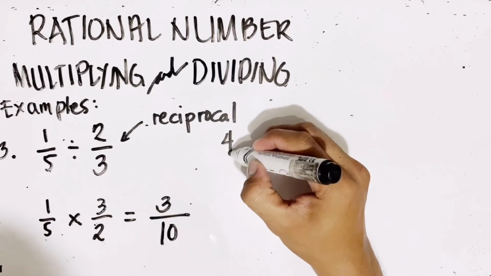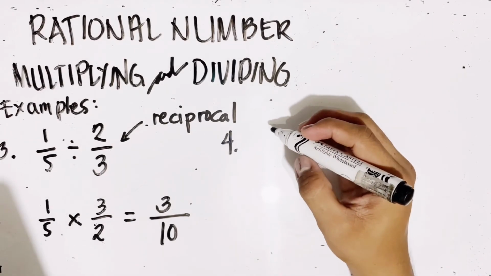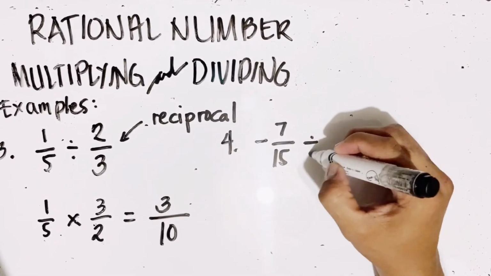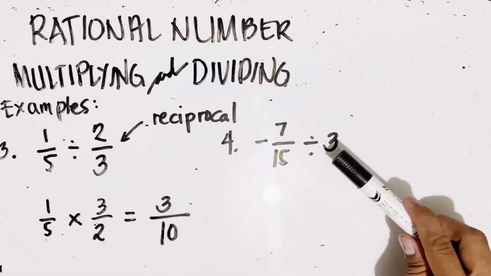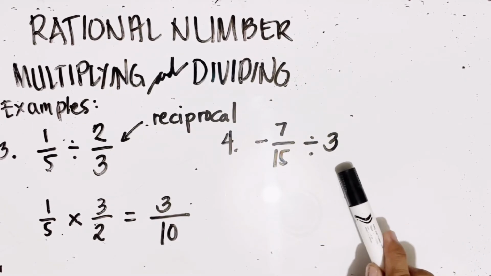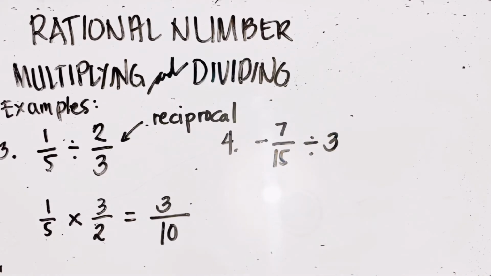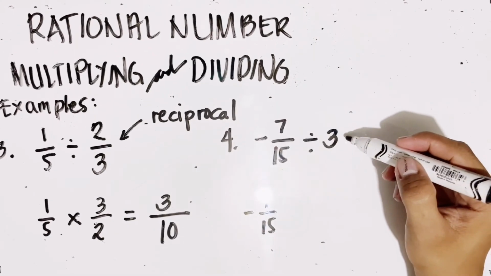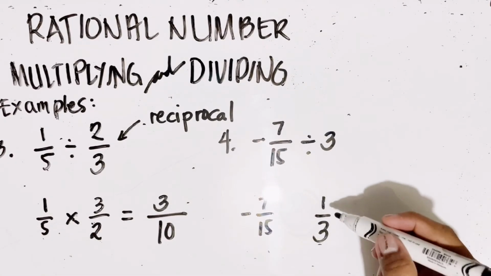Let's have another example. We have negative 7 over 15 divided by 3. So, the divisor is a whole number. Still, we can do the reciprocal. So, copy first the first fraction. Next, the reciprocal of 3 is 1/3. How did I get 1/3?